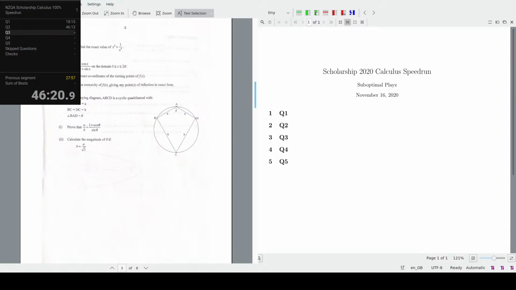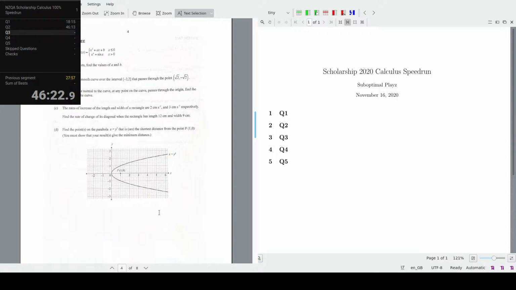Cool. Q3. Why? What is this? Given that f of x is equal to that weird thing. Oh, I see. Okay.